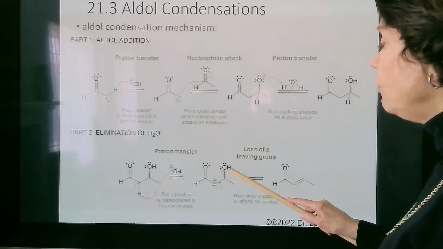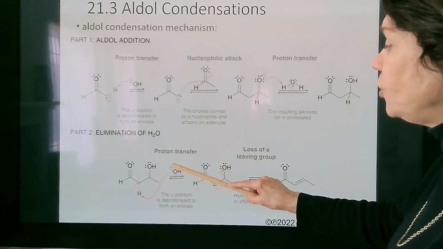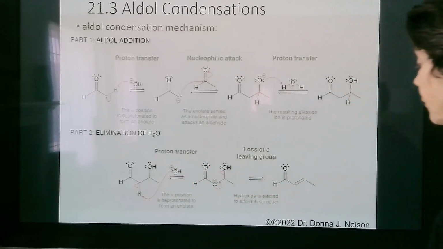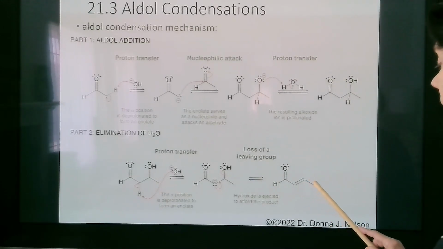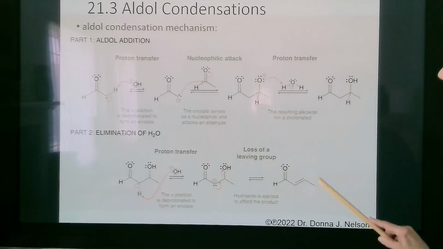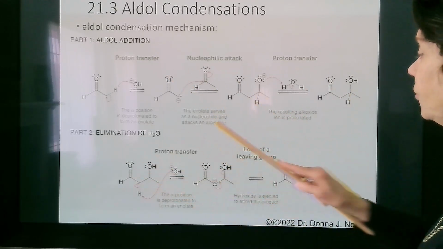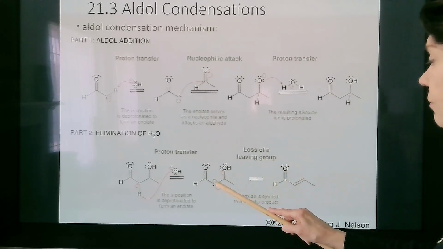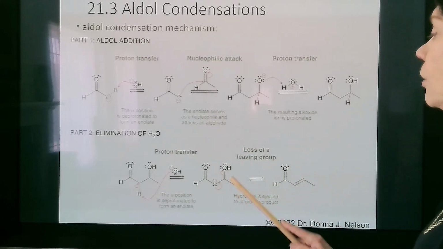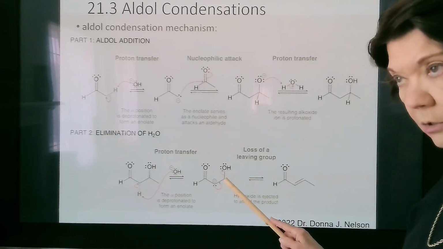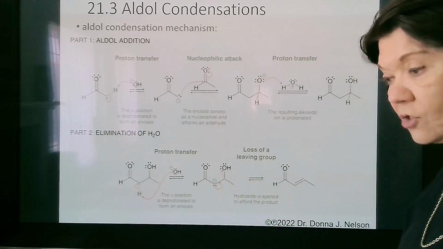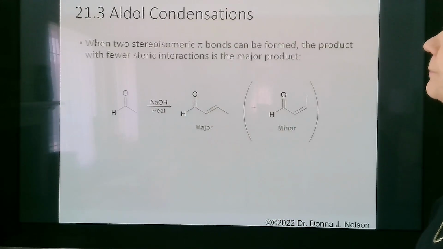Now, usually you don't have hydroxide leaving, but this is done under basic conditions. And so here you have the alpha-beta unsaturated carbonyl as the product. So this is the aldol addition. Now this is the aldol condensation. So the condensation is actually when you lose the water. That makes it the condensation. That's the condensation step.